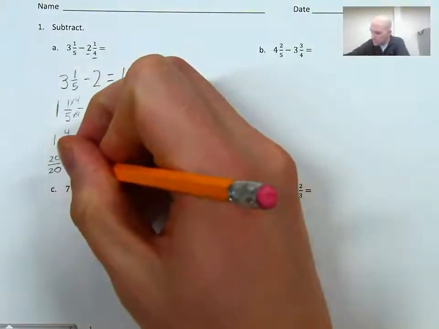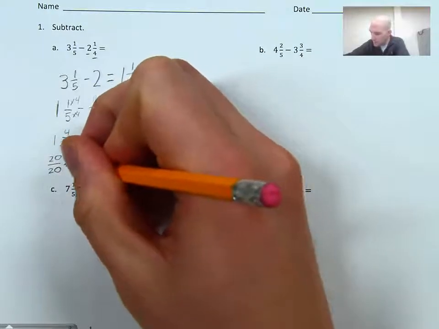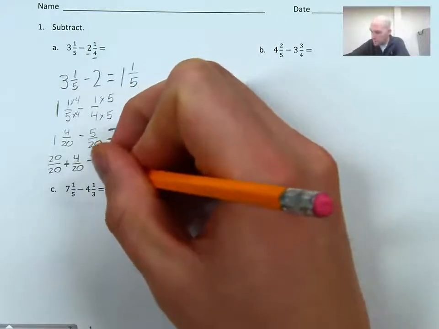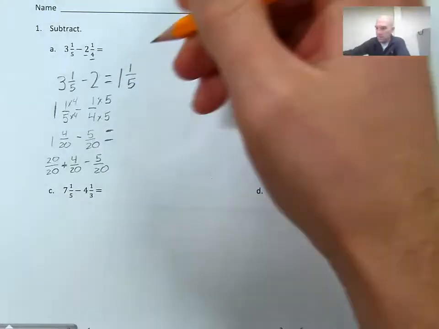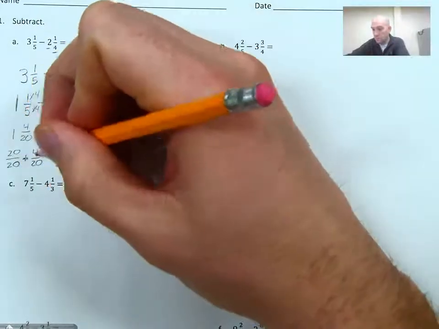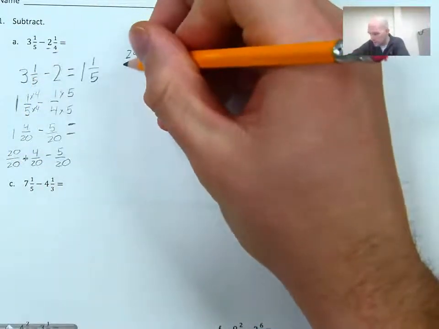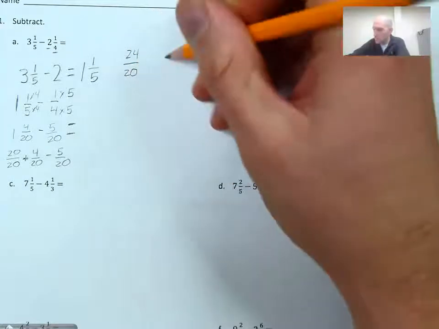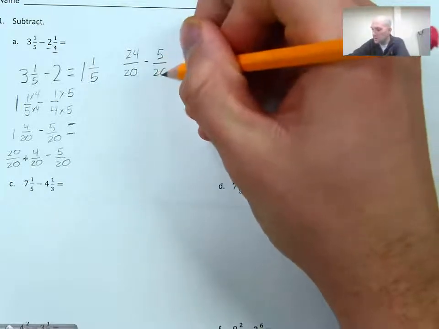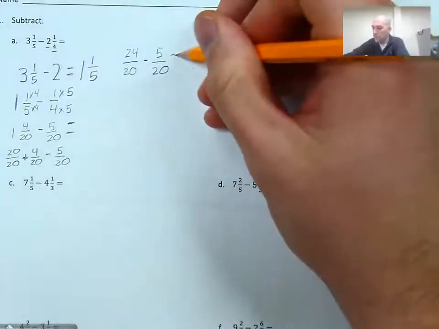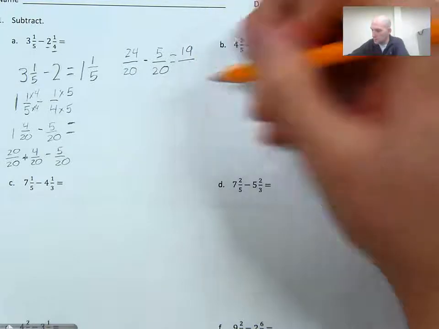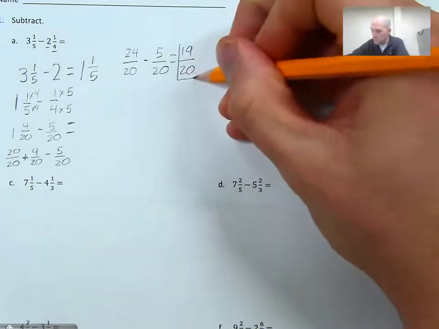Plus 4/20. And then minus 5/20. So I'm going to start up here to give myself a little more room. And I have 20/20 plus 4/20. Now I have 24/20 here minus 5/20. So now I can subtract. 24 minus 5 is 19, and I end up with 19/20. And that's my answer.